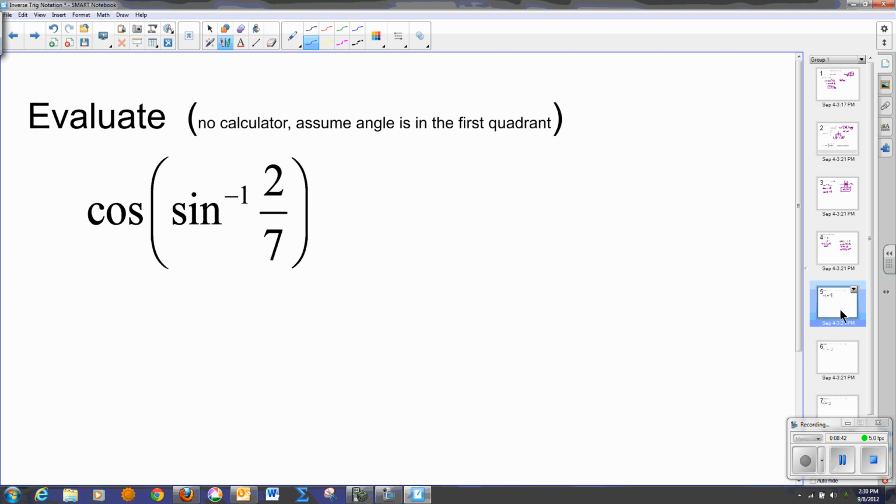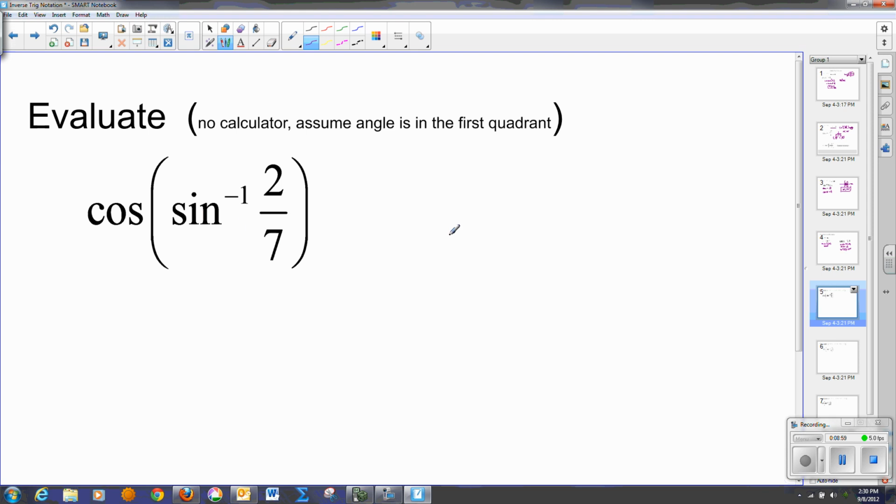Let's move forward. This next problem I wouldn't give you a calculator for. You could solve it using a calculator, but we're not going to do that. So in any kind of problem we're asked to evaluate, you always want to deal with what's in parentheses first.